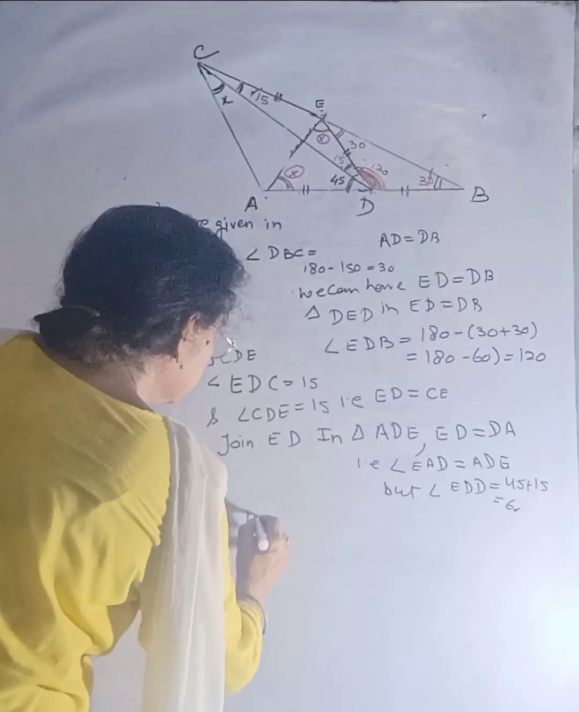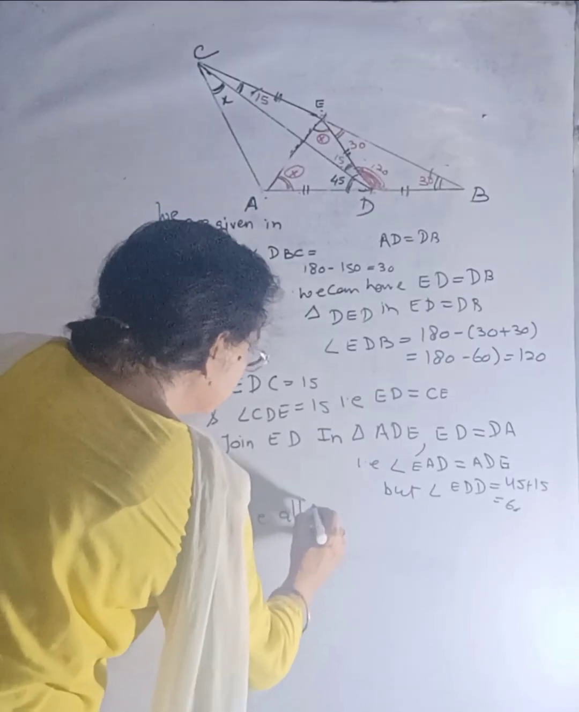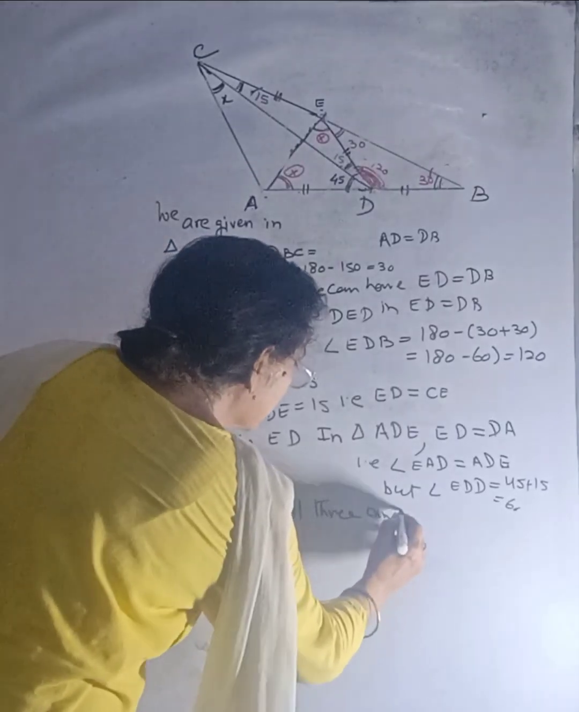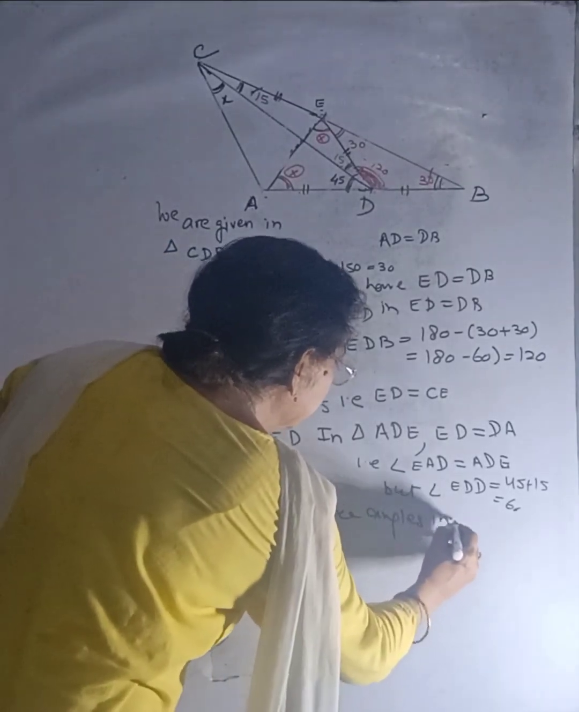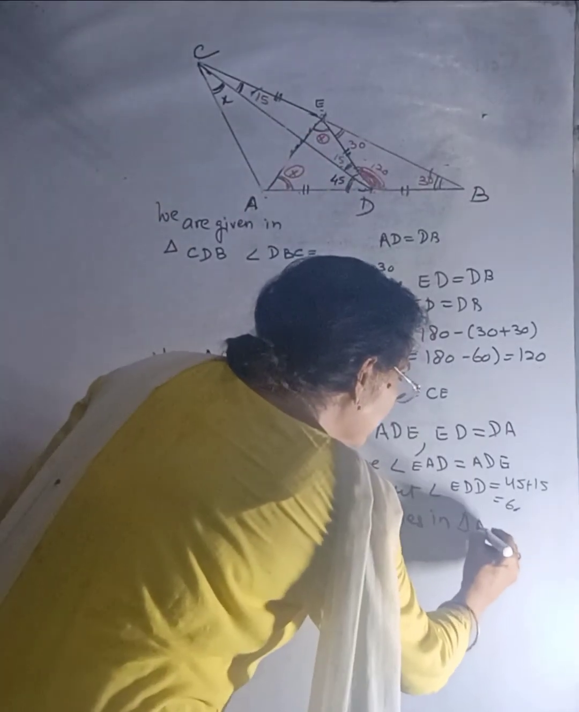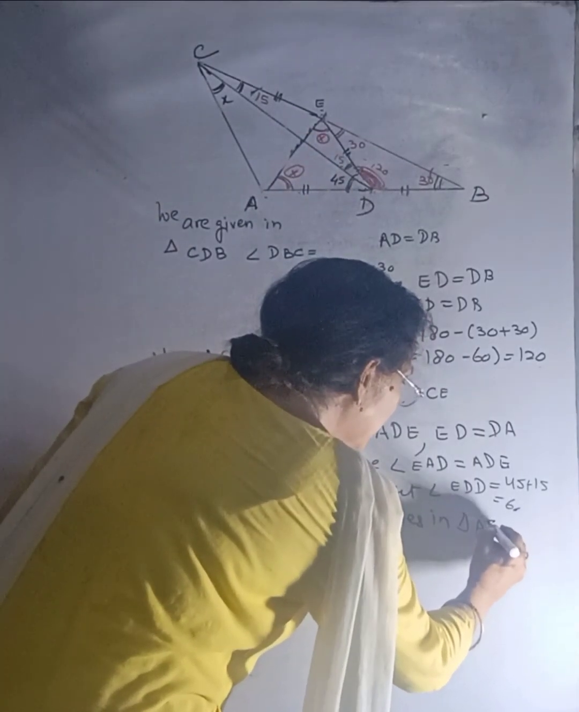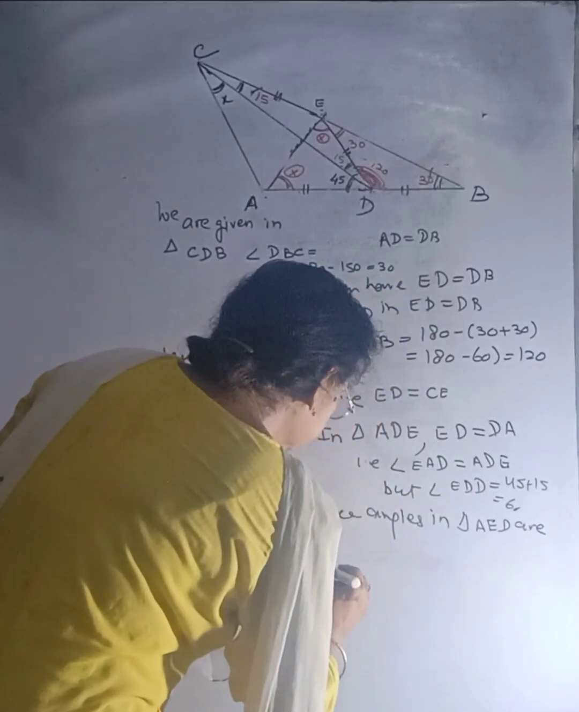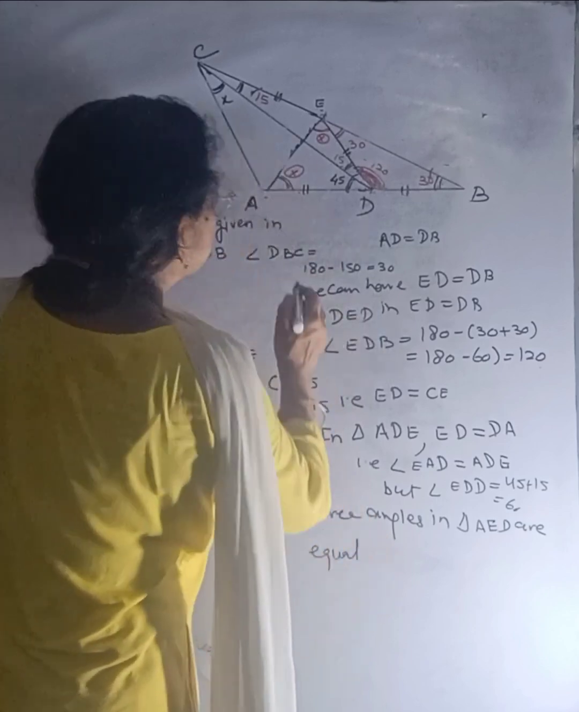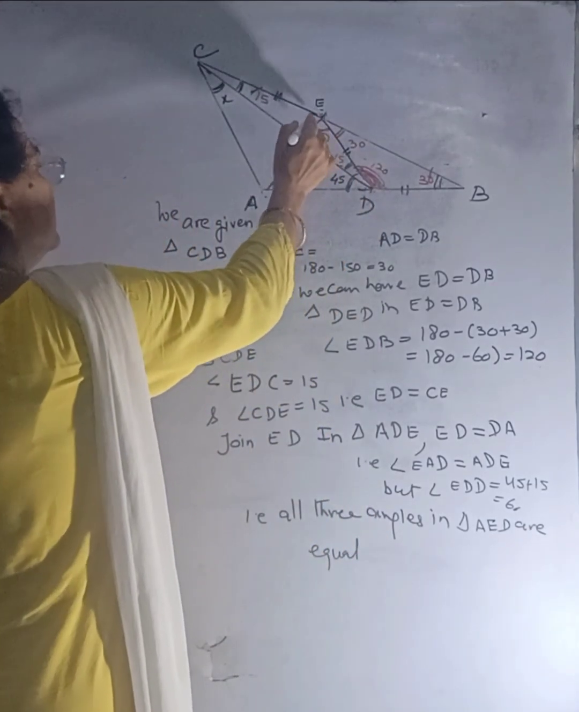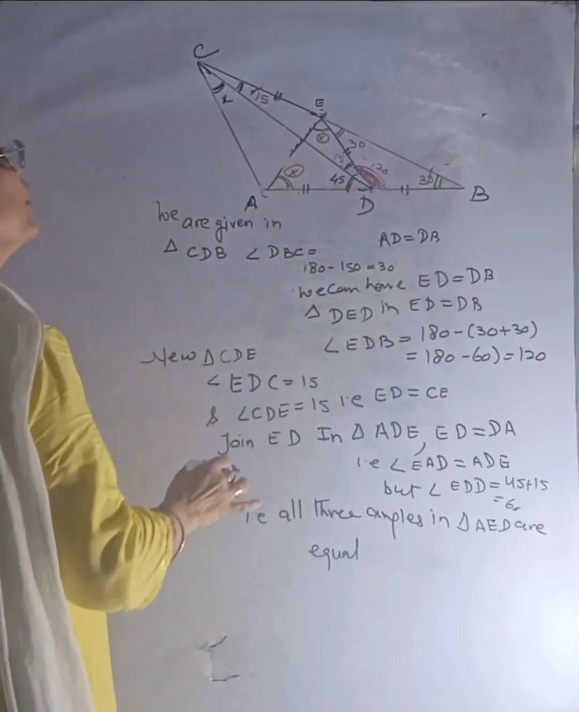It means that all three angles in triangle ADE, AED are equal. It means this is an equilateral triangle. This will be an equilateral triangle. EAD will be an equilateral triangle.